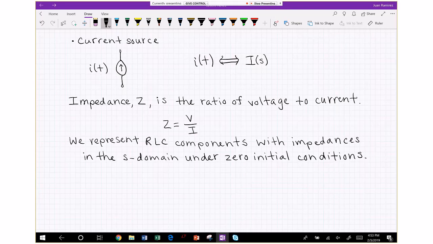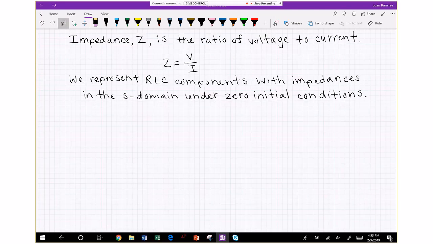So let's represent the resistor as an impedance. So what's the fundamental equation for a resistor? That equation is V equals IR, right? Ohm's law.